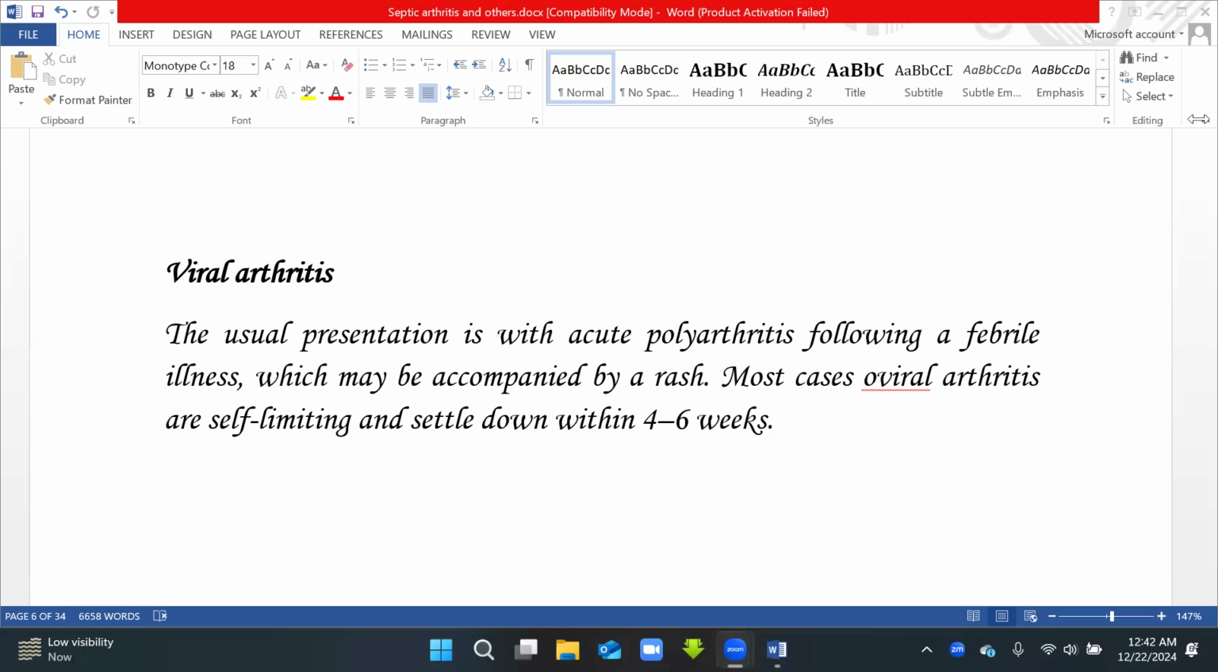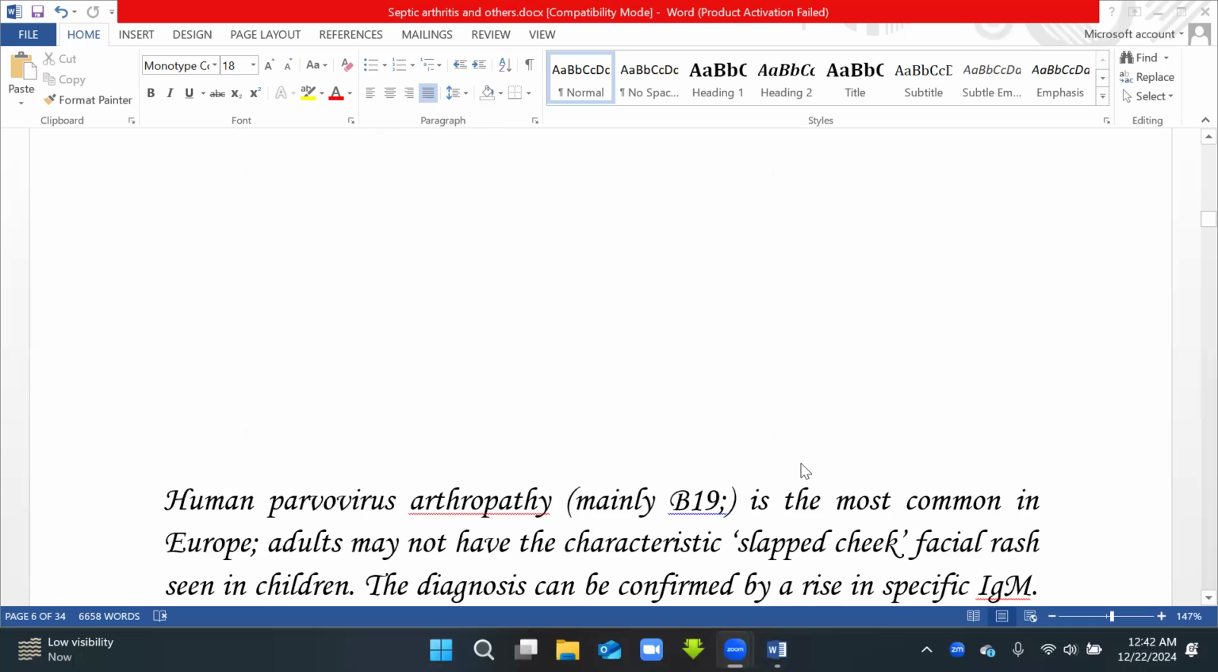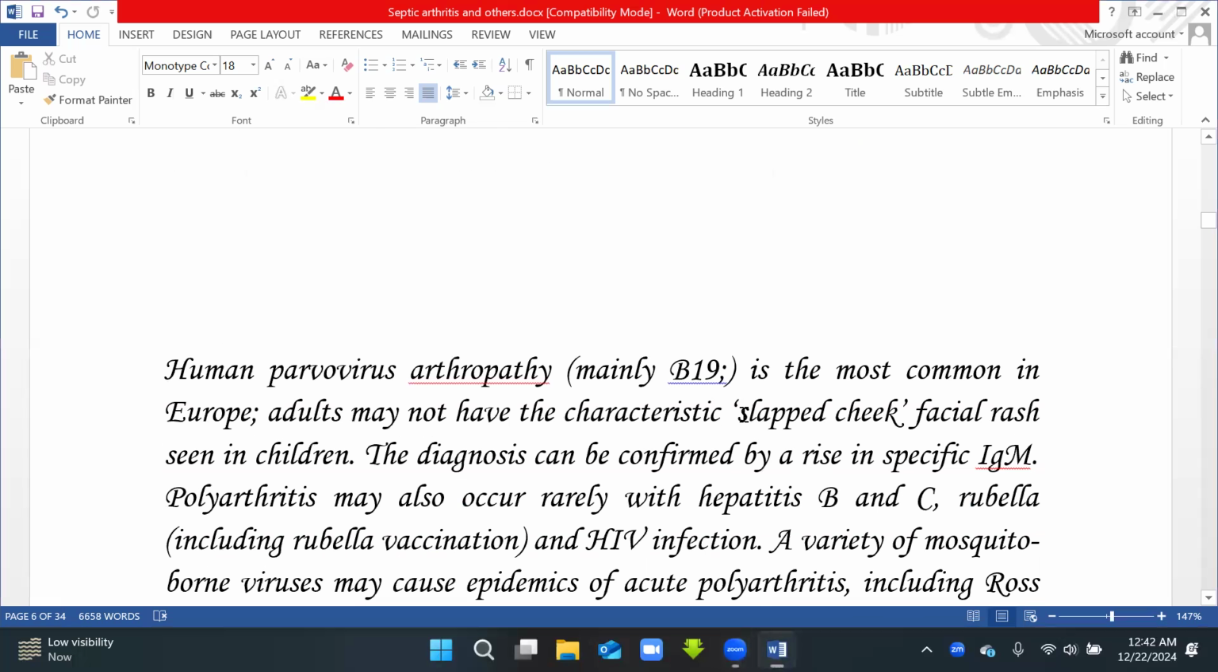They also present with rash, like I said, the slap cheek rash can be seen in children. Unlike in adults, it may not be seen. So you might see the slap cheek rash among the children. Then an additional symptom the patient might face is pain in the affected joint.